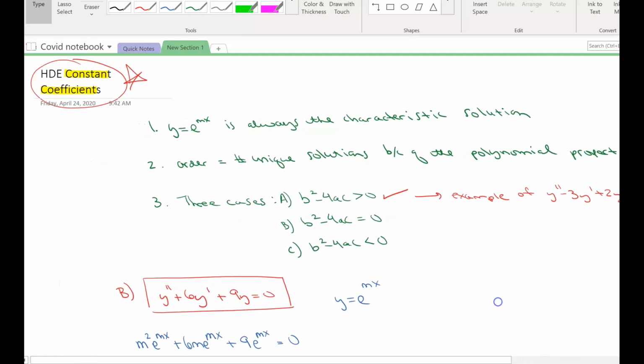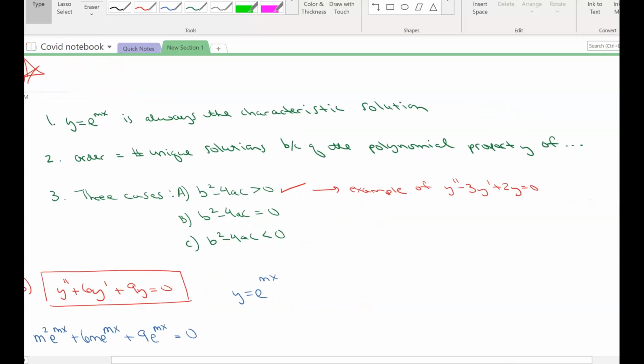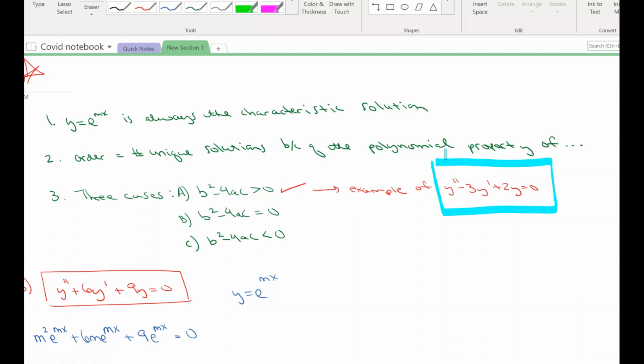Okay. All right. So when we have constant coefficients, and if you want to look at one, the last one we did together, a homogeneous differential equation, this was one we solved. And we used the characteristic solution of e to the mx. We posited that the reason y equals e to the mx is a characteristic solution is because the nature of e to the mx's derivatives is such that you get the original function returned to you either intact or with just a constant multiple.